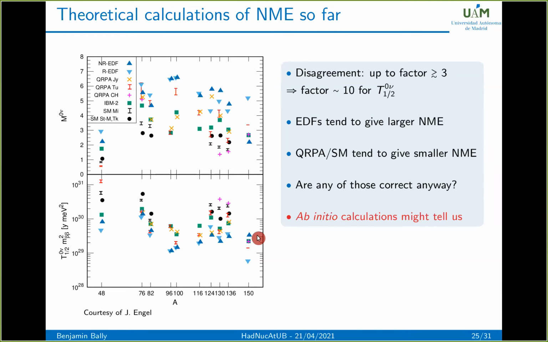And here, I personally think that one of the advantages of ab initio calculation is that it relies less on phenomenological assumptions, so you can hope, at least, and it's a hope, that you can perform more constrained calculations and have more chance to pinpoint the real value, although it has to be demonstrated. But one of the advantages in particular is that through chiral effective field theory, both for the Hamiltonian and for the transition operator, you can hope to progress in the right direction.